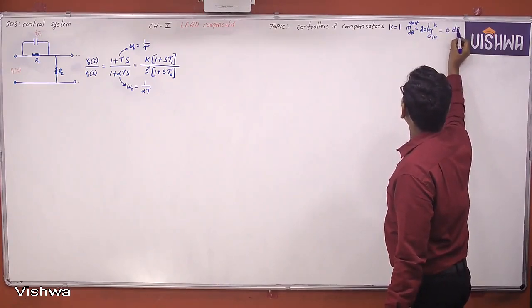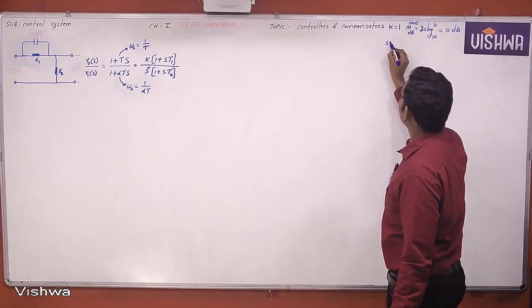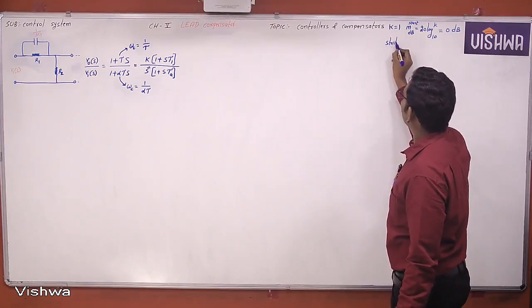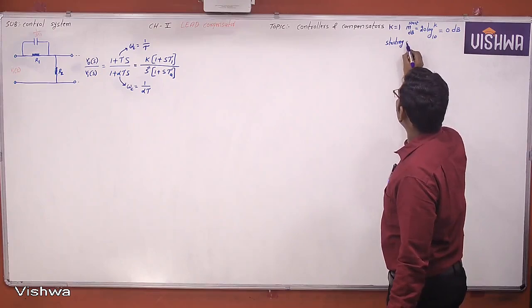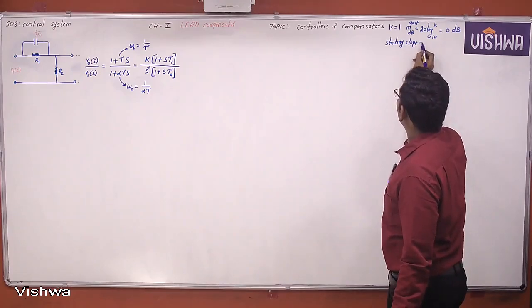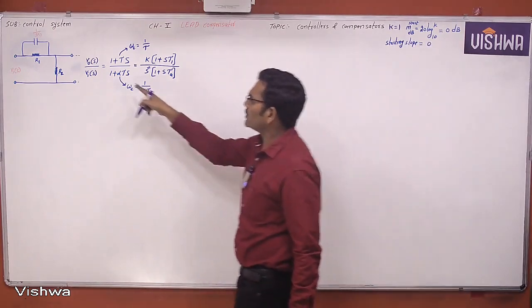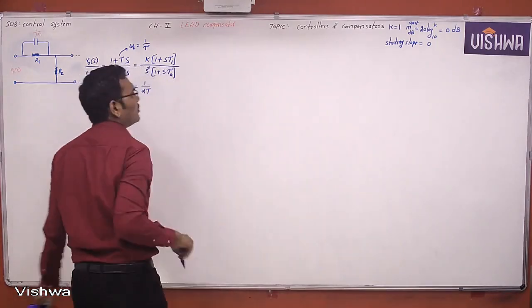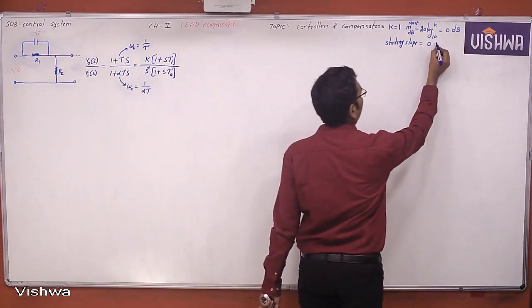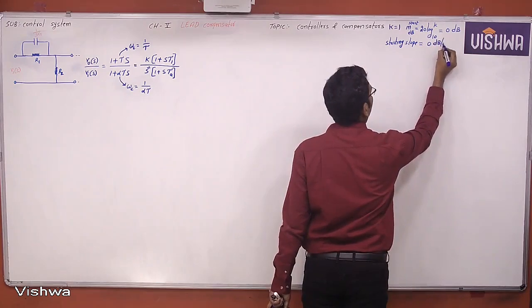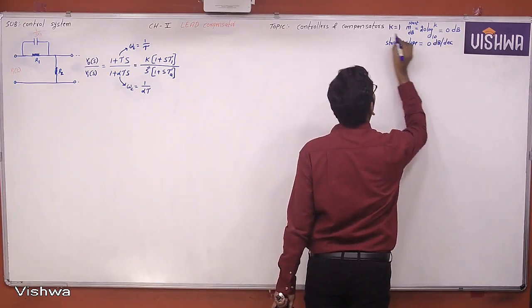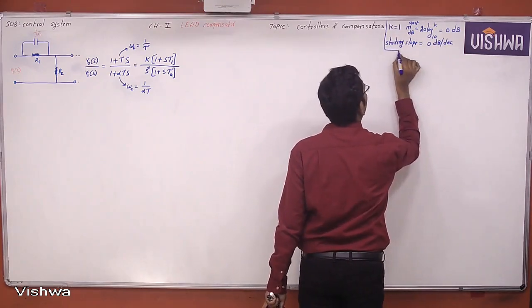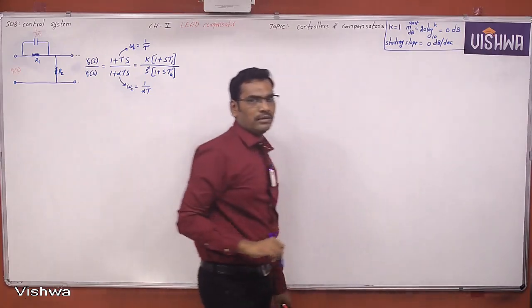The starting magnitude in terms of dB is 20 log K base 10, K equal to 1, which is nothing but 0 dB. Therefore, the starting slope: are there any poles at origin? No pole at origin, no zero at origin. Therefore, the starting slope is 0 dB per decade. This is the information we can identify from the transfer function.